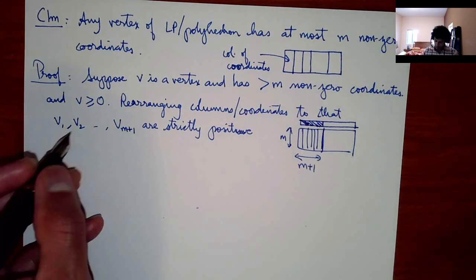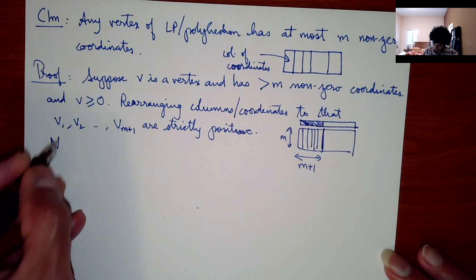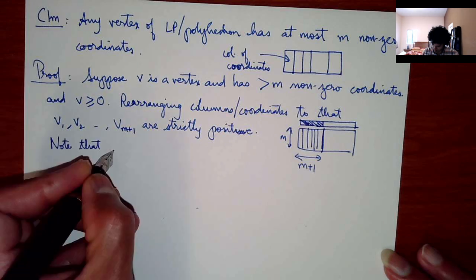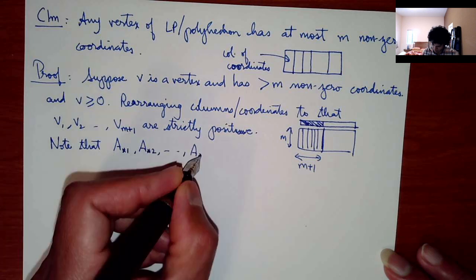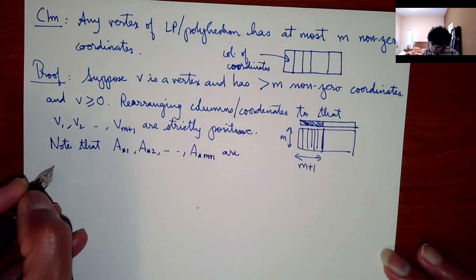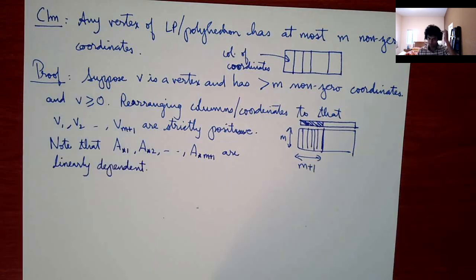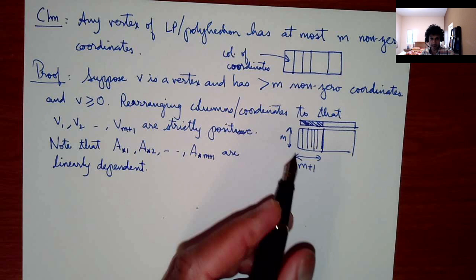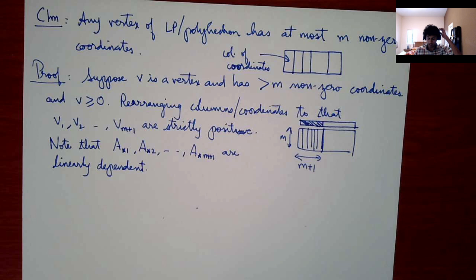So note that A_{*1}, A_{*2} up to A_{*(m+1)} are linearly dependent. They are linearly dependent because you have m plus 1 vectors in m dimensional space, so obviously they're linearly dependent.